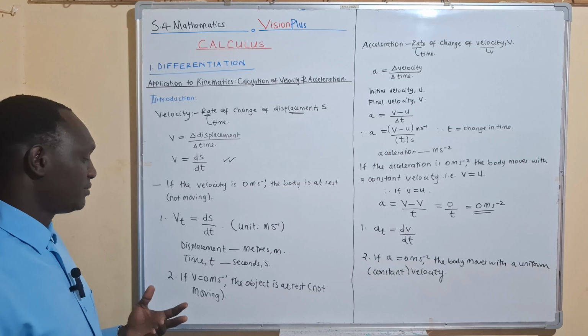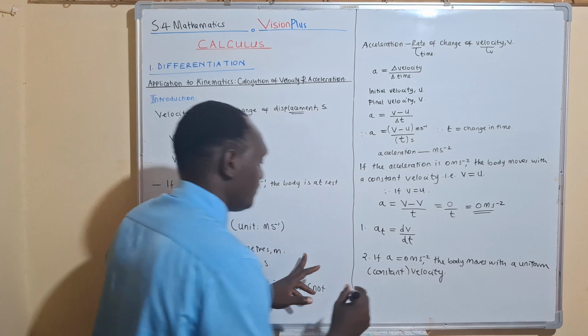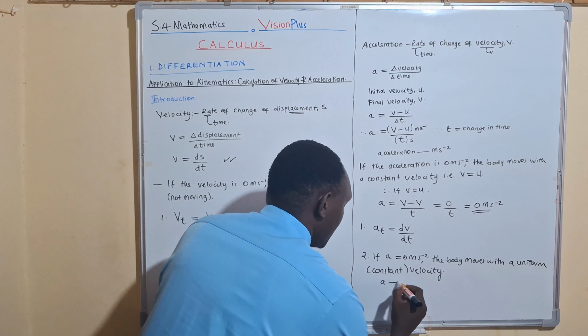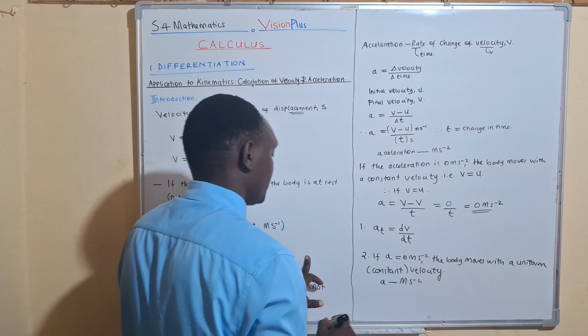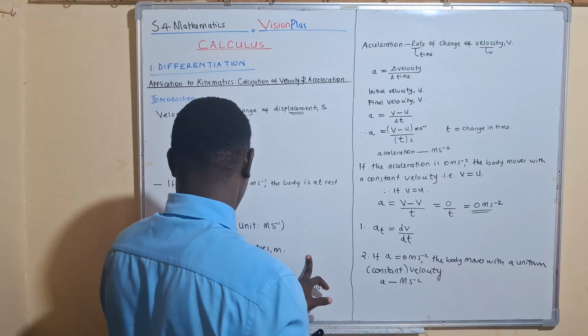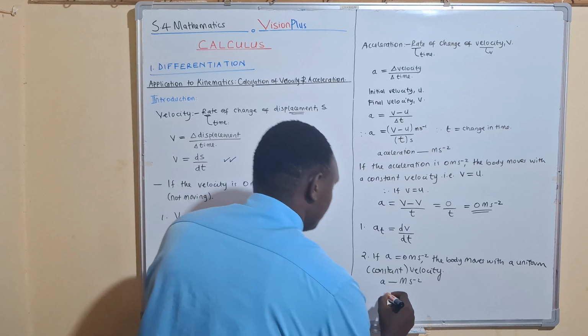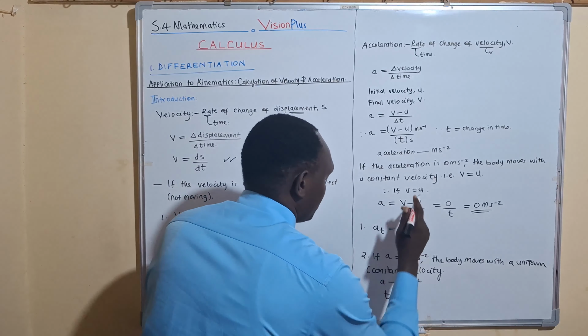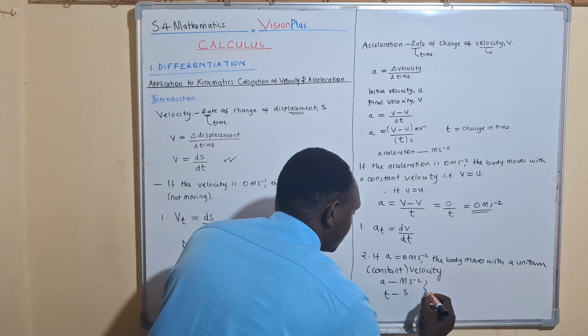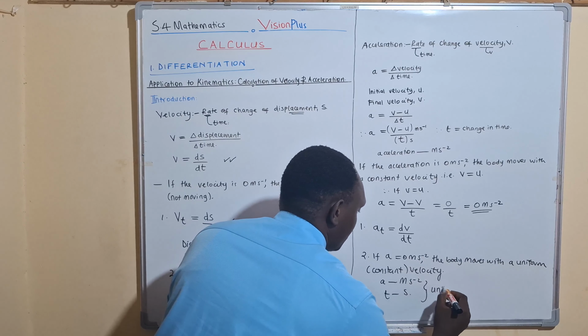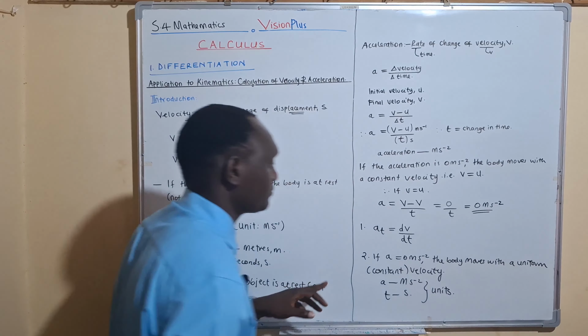You must also keep the units in your mind. Acceleration has units of meters per second squared. And time, because time occurs here, is always in seconds. These are the units of measurement that we shall use in this case.